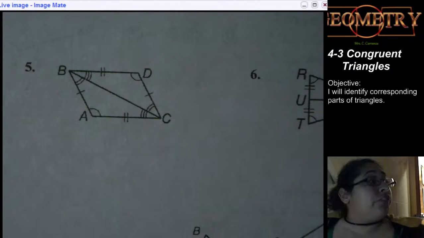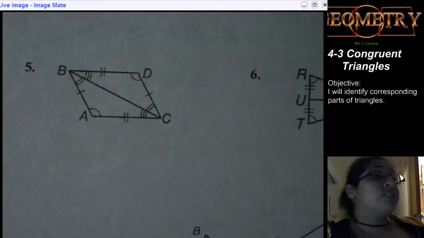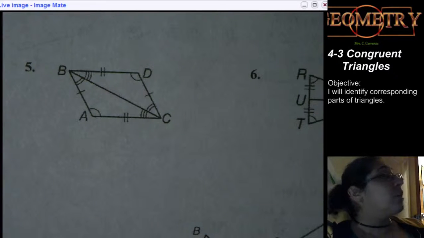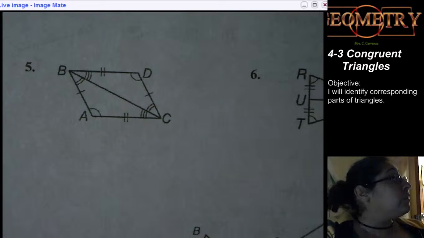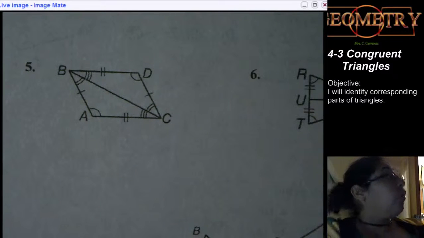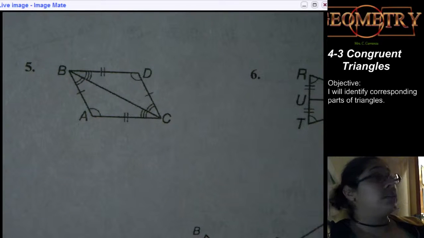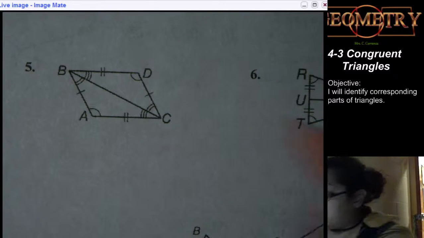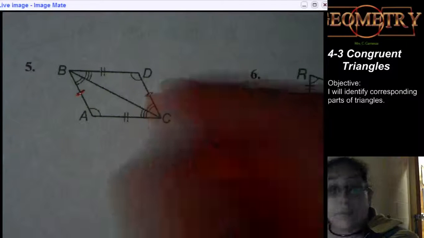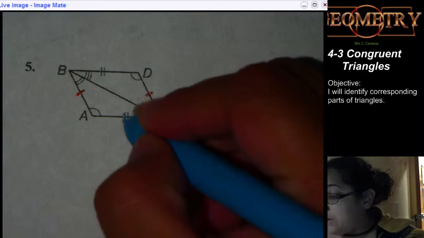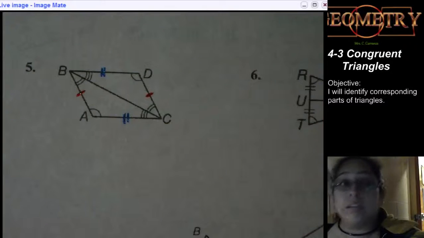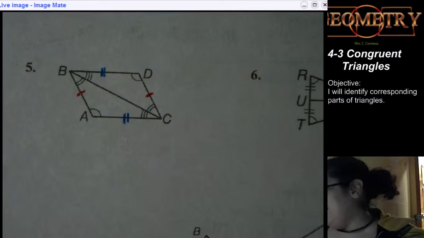The directions for this section ask us to confirm that these triangles are congruent by stating which corresponding parts are congruent. Once we know the shapes are congruent, because we have all their parts congruent, we're going to write the statement that says they're congruent. First off, I know that this segment and this segment are congruent because there's one mark. I know that these two segments are congruent because there's a mark there.